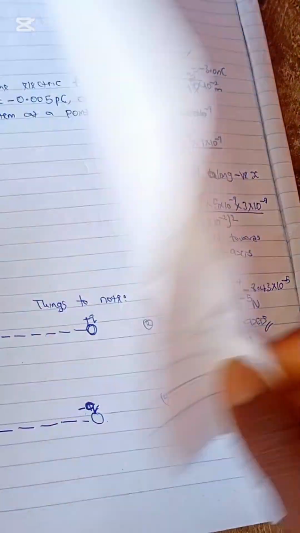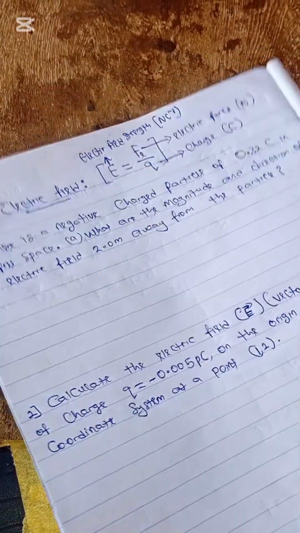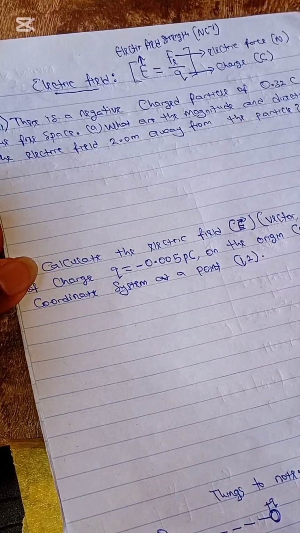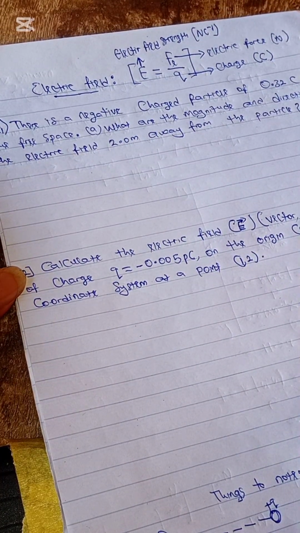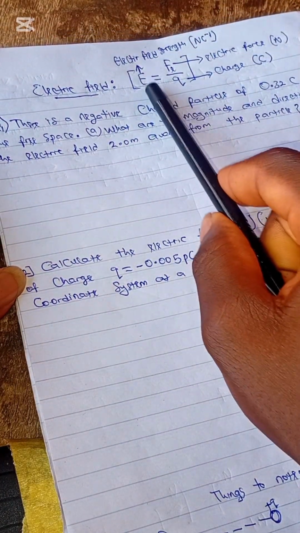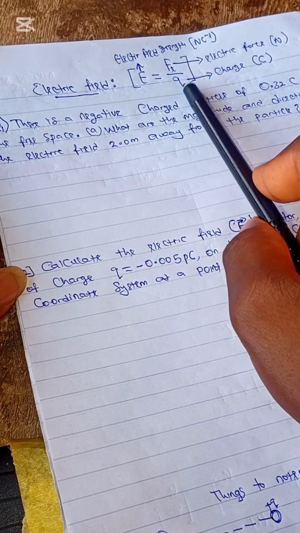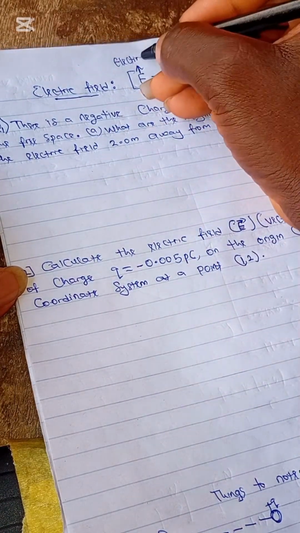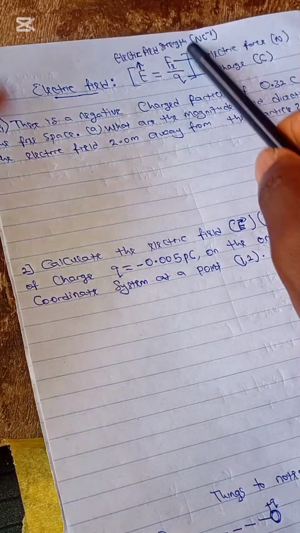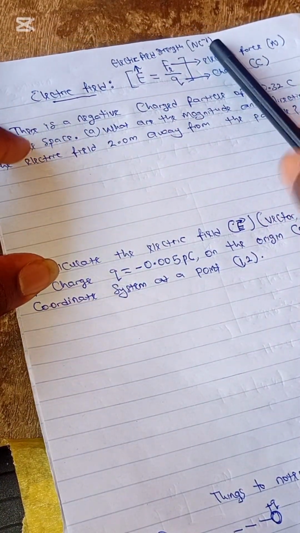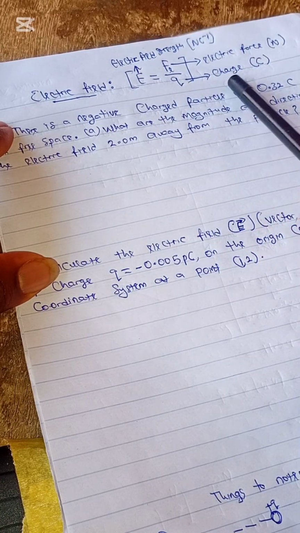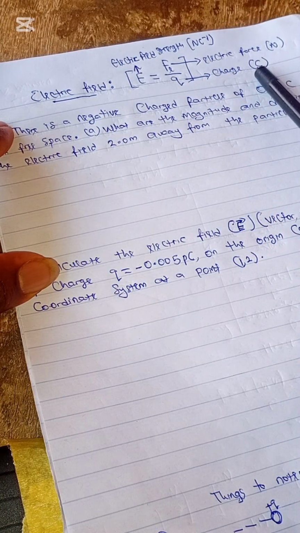Now another one we'll be dealing with is the electric field. This electric field intensity, the formula is electric force per unit charge, where E is the electric field intensity. Electric field intensity, the unit is Newton per Coulomb. The electric force is in Newton, while the quantity of charge, the unit is C.